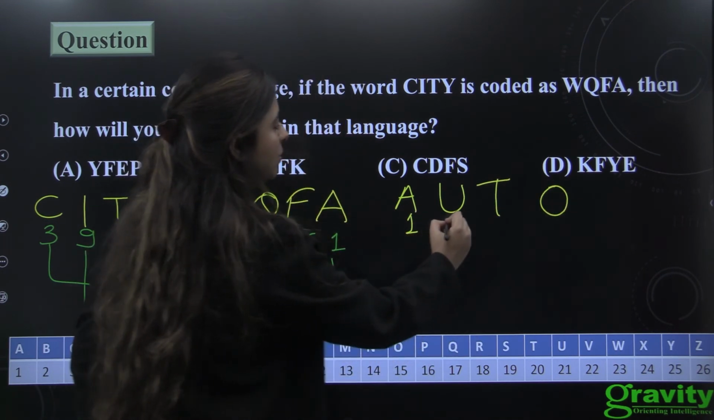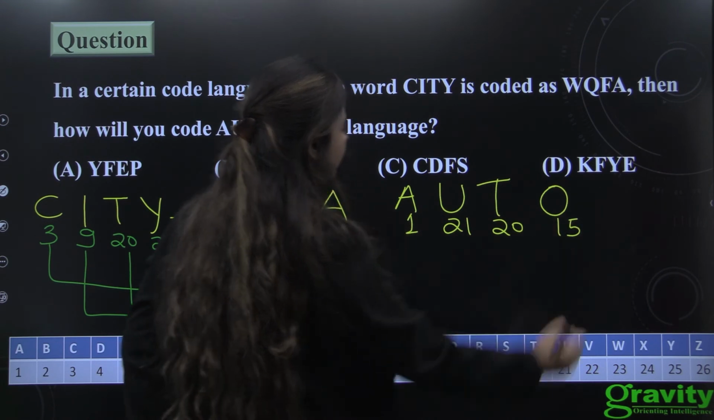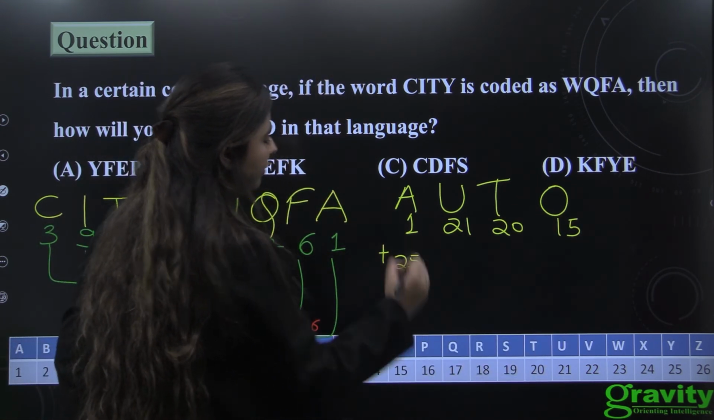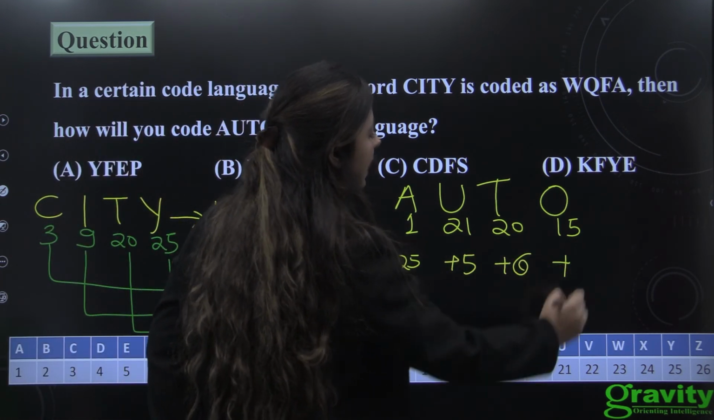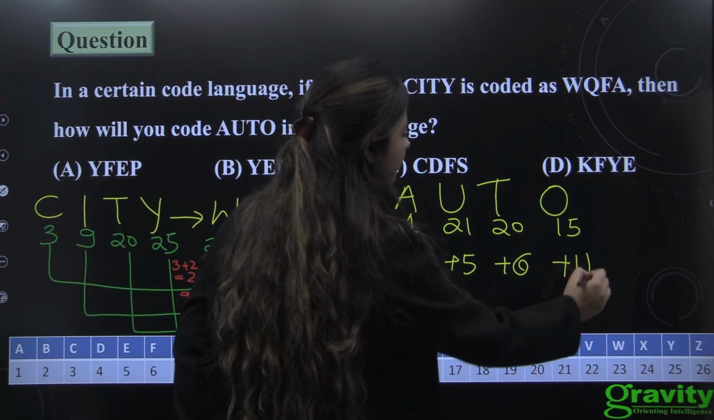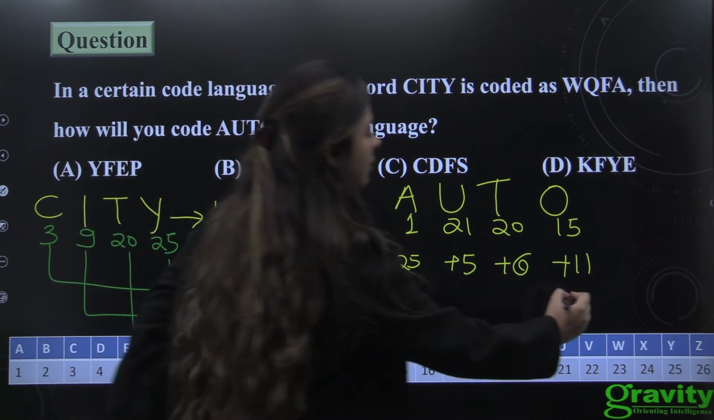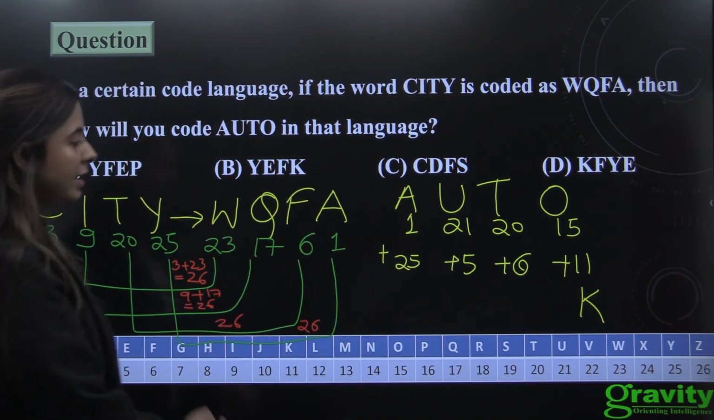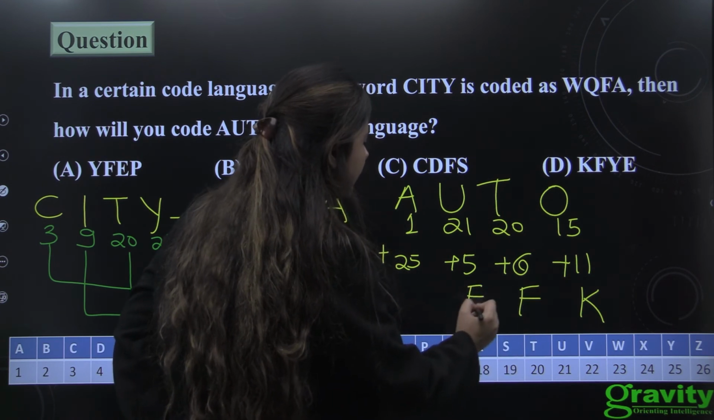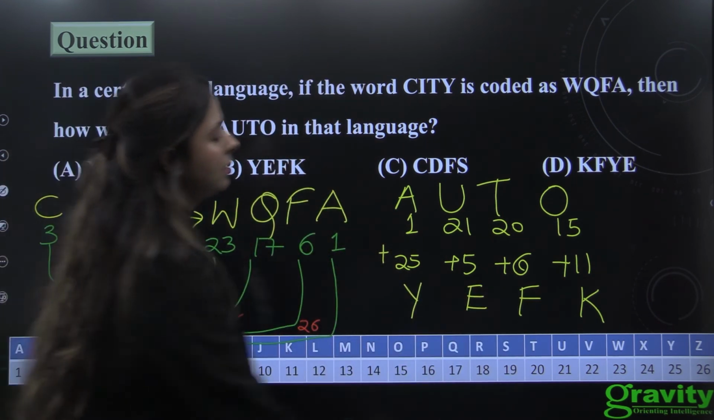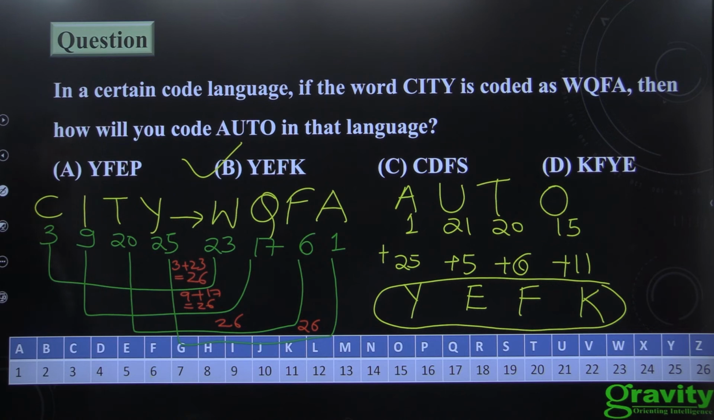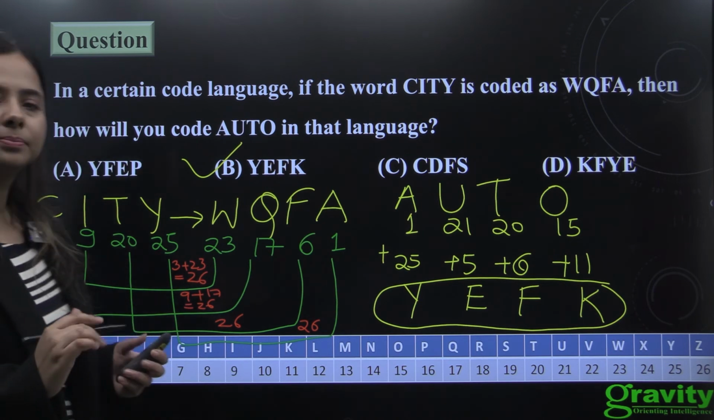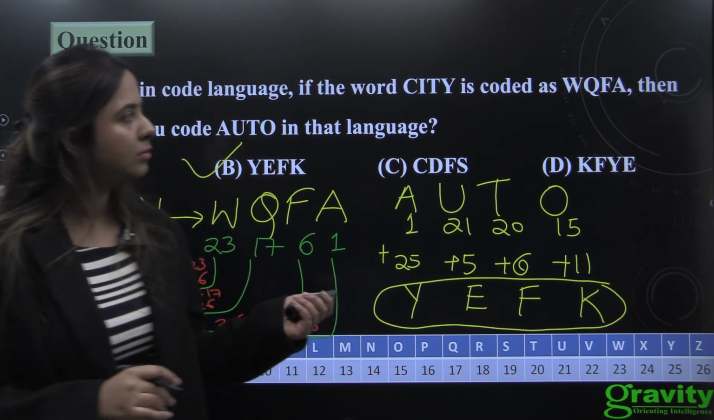A is 1, U is 21, T is 20, and O is 15. So A plus 25 would give 26, 21 plus 5, 20 plus 6, and 15 plus 5 and 6, 11. 11 is what? K. 6 is what? F. 5 is E, and 25 is Y. Y, E, F, K. Option B. Clear? Yes, ma'am. Moving on.